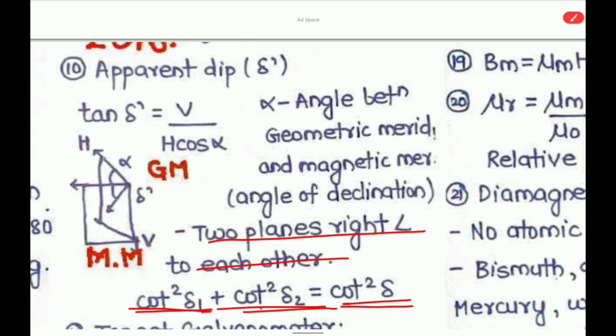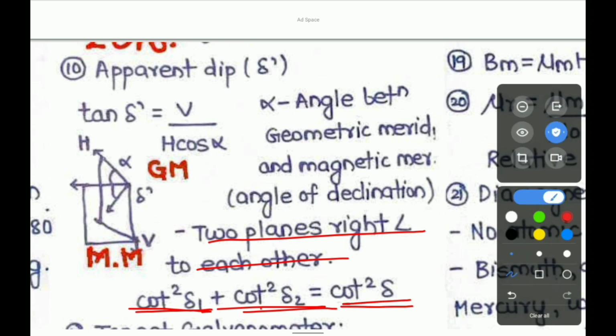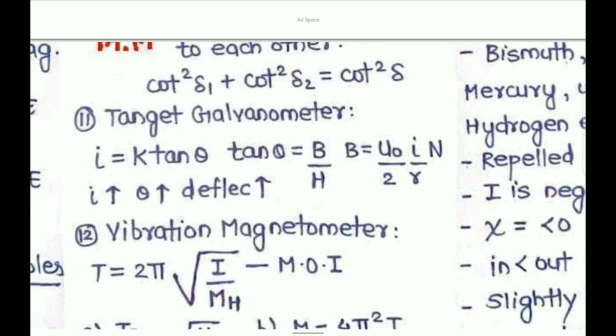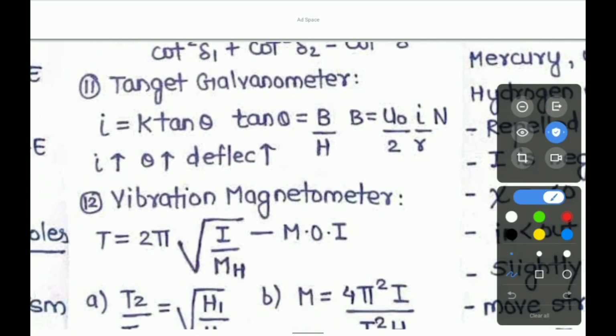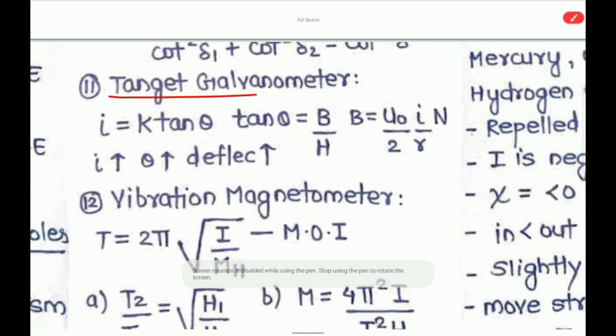Alpha is your angle of declination. And if two planes are at a right angle to each other, then the formula will be cot square gamma 1 plus cot square gamma 2 is equal to cot square gamma.